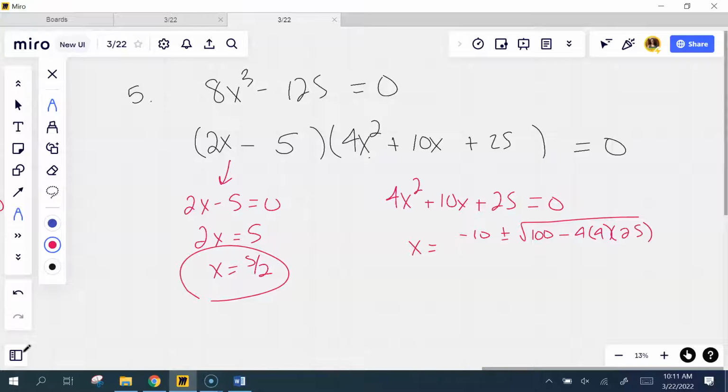Did that factor? Yeah, we do. Oh, no, never mind.